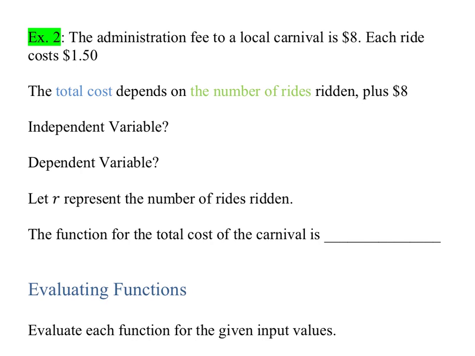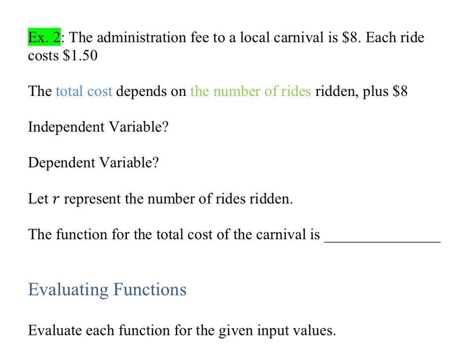Because I could pay admission of $8 and ride no rides, and it would cost me $8. I could pay my admission fee and ride one ride, and that would cost me $1.50 for the one ride plus the $8, which is $9.50. I'll do it one more time. I pay my $8 admission, I ride 2 rides. So I'd multiply 2 rides times the $1.50, which gives me $3, and add the $8, which gives me $11 total cost. So your total cost depends on the number of rides ridden plus that $8.